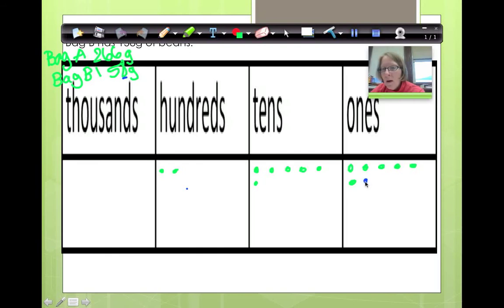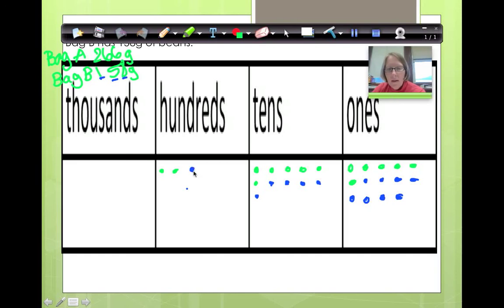1, 2, 3, 4, 5, 6, 7, 8. How many tens? 5. Okay, so I'm just going to add it on to the picture. 1, 2, 3, 4, 5. And how many hundreds? 1. So I'm just going to add it right here.